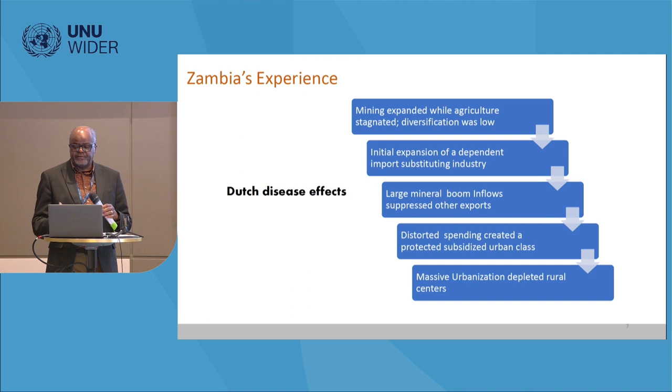Of course, Dutch disease, we have talked about it. There was a high appreciation of the currency, the initial expansion of a very dependent import substitution sector, which could not be sustained when revenues collapsed. The oil booms also suppressed and distorted exports from other sectors. But there was also massive urbanization. A lot of people left the rural areas because, of course, the Copperbelt where the mining was, all the jobs were there, and all the subsidized food was there. So nobody was left to farm. My own parents, for example, moved from a rural area to the urban areas when they were very young, and it was common for everybody to do that.